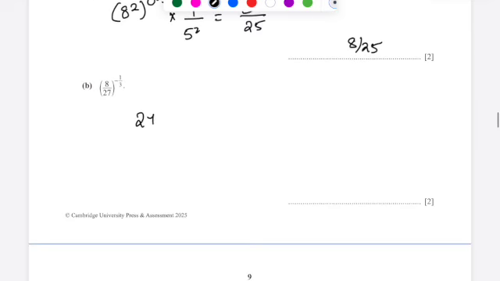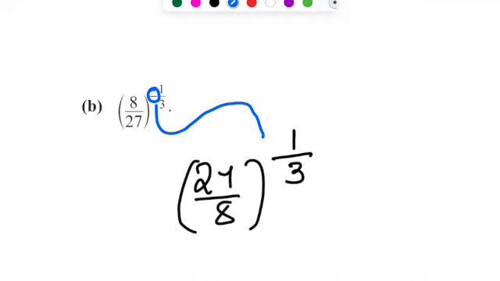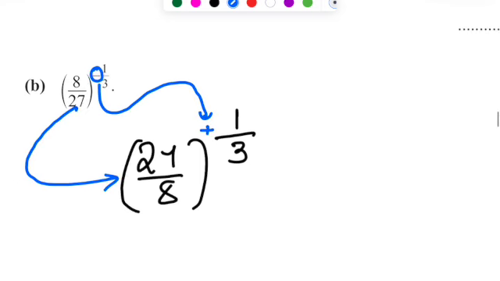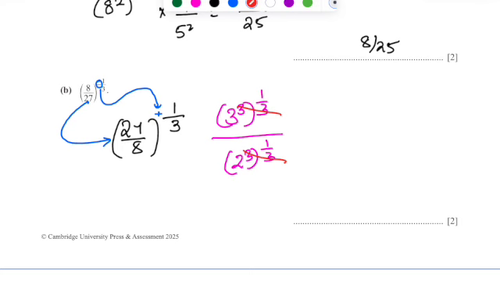Now this becomes 27 upon 8, whole to the power of 1 by 3, because the power was negative. In order to make it positive, what are we going to do? We are going to take the reciprocal of the fraction. So what does that become? 3 cubed to the power of 1 by 3, 2 cubed to the power of 1 by 3. So 3 cancels, 3 cancels. So my final answer is going to be 3 by 2.